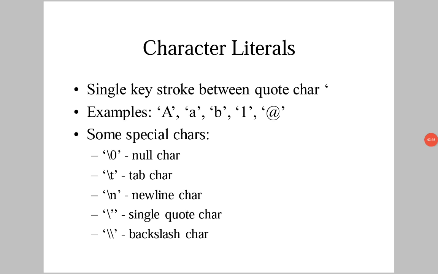Character literals: a single keystroke between single quotes. Examples: single quote, capital A, capital B, small a, small b. Some special characters are backslash 0, the null character. The null character is represented within single quotes with backslash 0. Tab character is backslash t. New line character is backslash n. Single quote character is backslash single quote, and backslash character, double quotes.